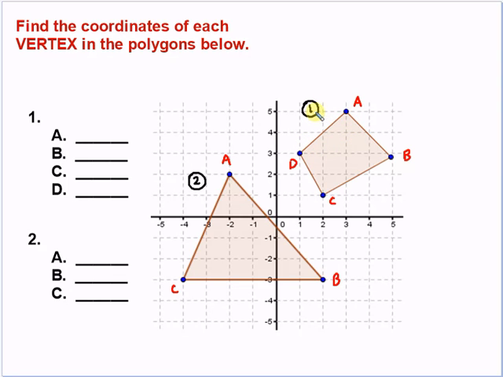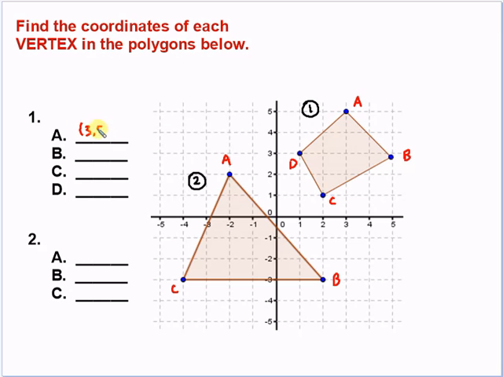So here's number 1. What are our coordinates? The coordinates for A: let's travel over along our x-axis, 1, 2, 3. And then we'll travel along our y-axis, 1, 2, 3, 4, 5. So our coordinates are 3, 5.